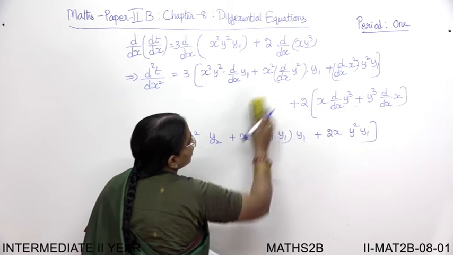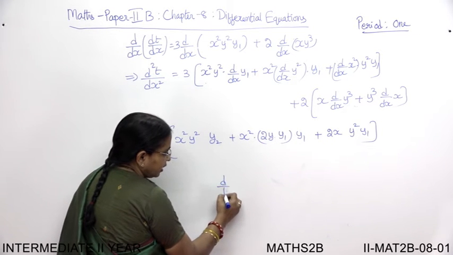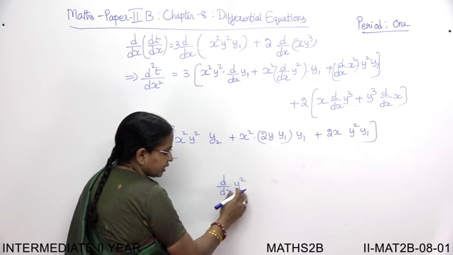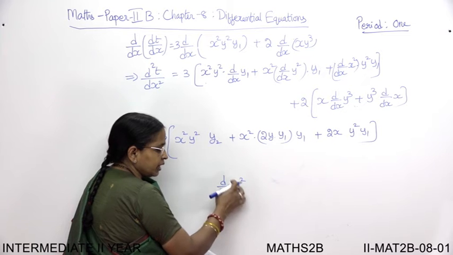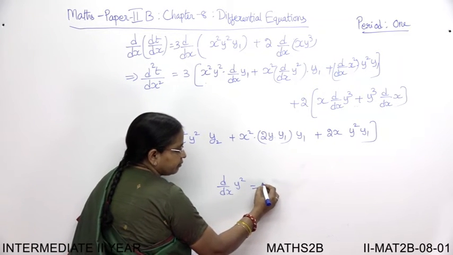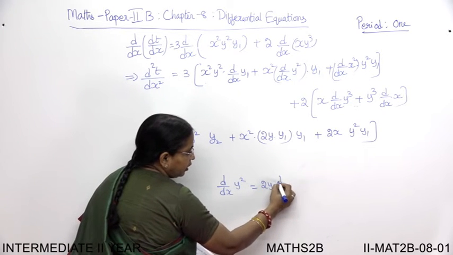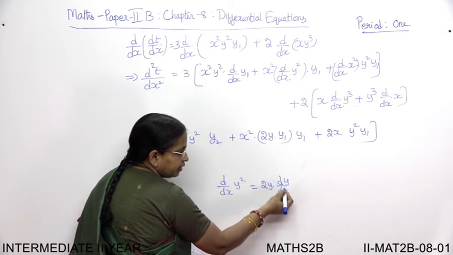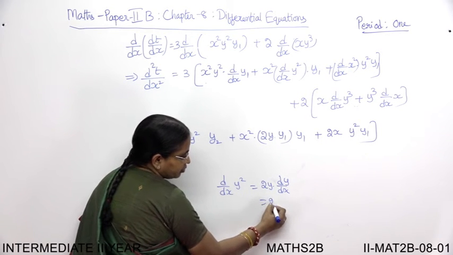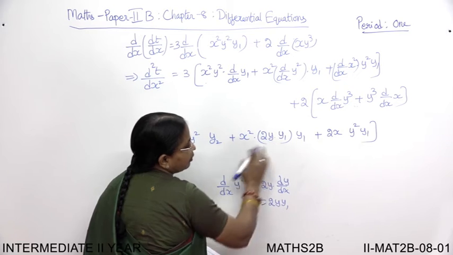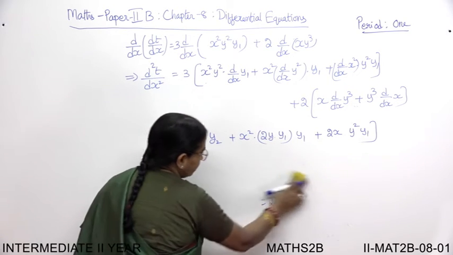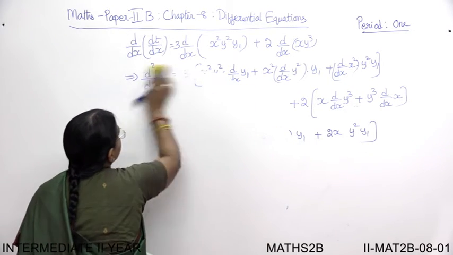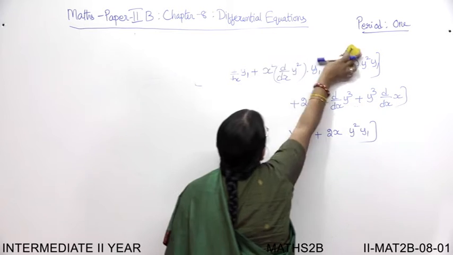Similarly here, the derivative of y square, it is with respect to x. So you will write its ordinary derivative as 2y into d by dx of this inner function, that is y. So dy by dx is nothing but y1. So 2y y1. You should be able to write all this directly. Then it becomes easy for you to find the differential equations.